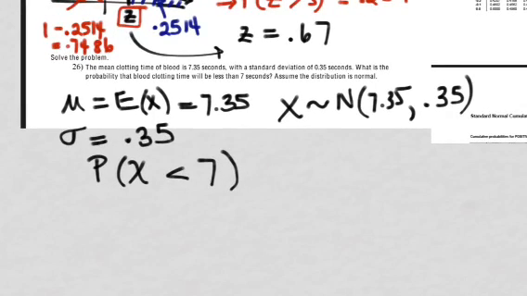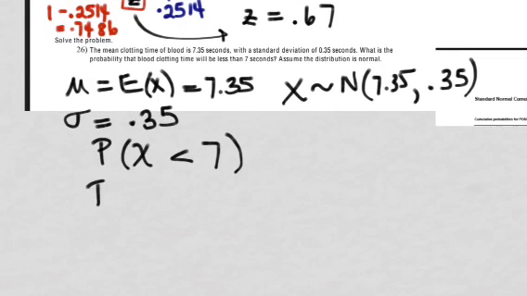So, in order to be able to use the table, you need to standardize. Standardizing is done by subtracting the mean and dividing by the standard deviation.